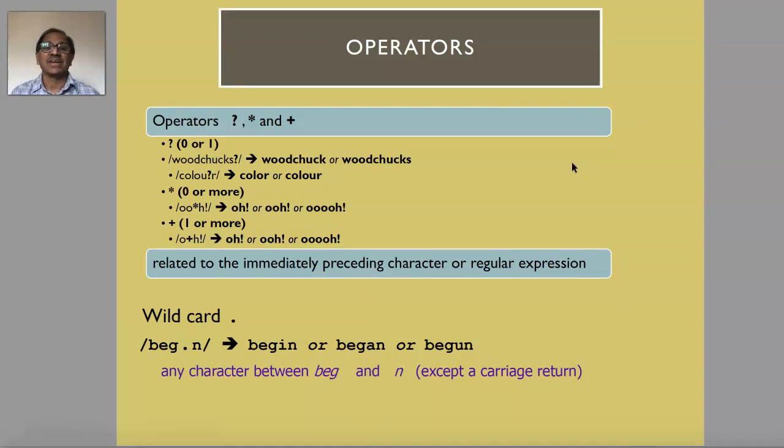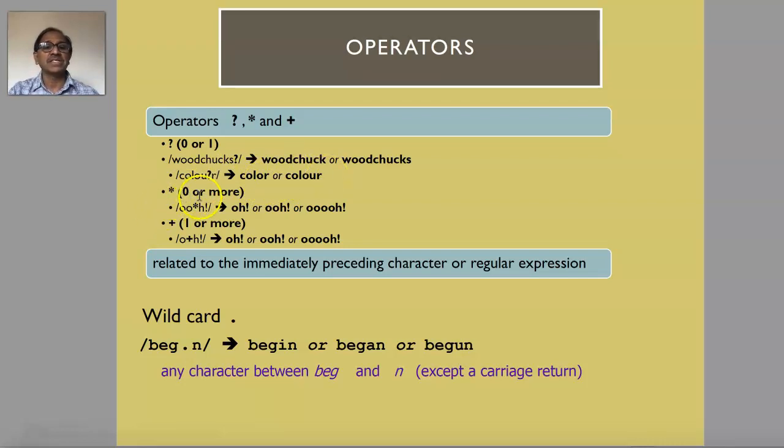Let's look at these, they are called operators. Whatever we have seen now, the optional question mark which we have seen, the asterisk, the Kleene star and the Kleene plus, they are called operators. Now we are using the operators. This is 0 or 1, right? When you say woodchucks with a question mark, you can have S or without S. So it can match woodchuck, woodchucks. Similarly, color with a question mark after U, it can match with COLOR or COLOUR.